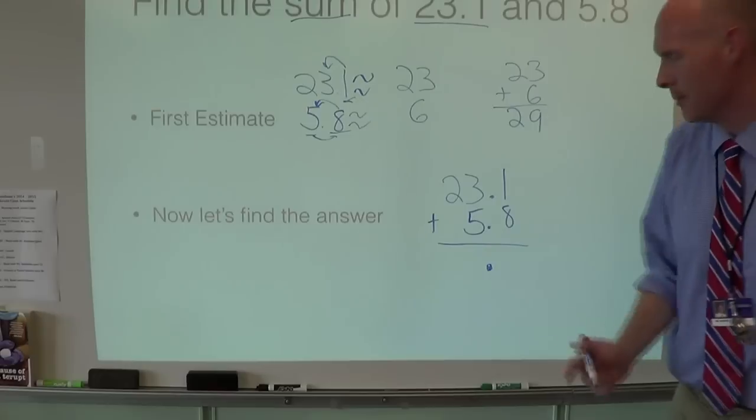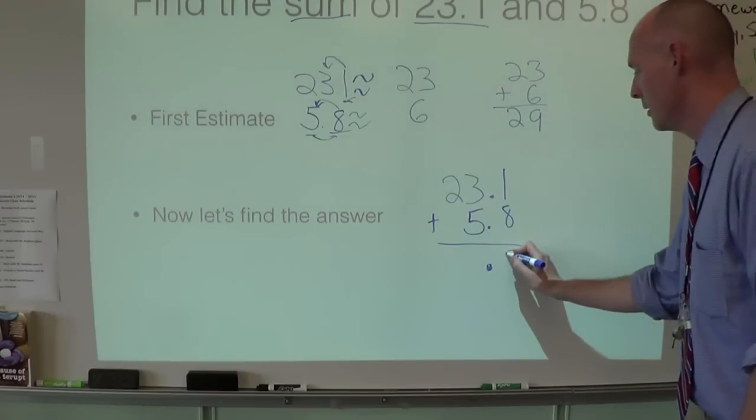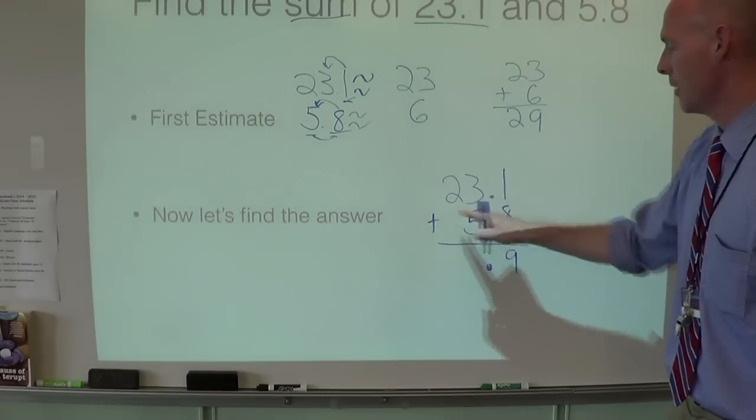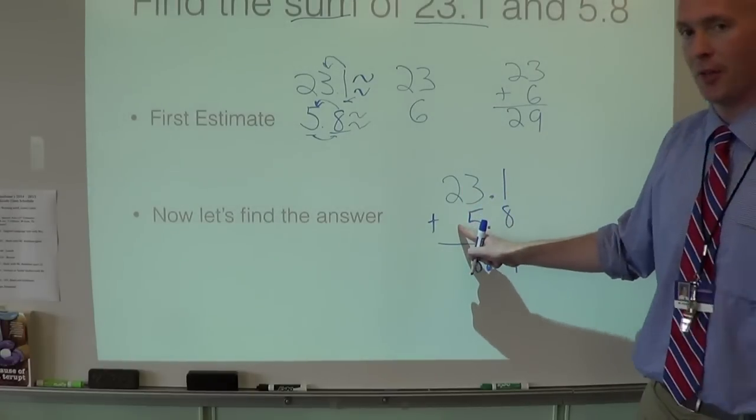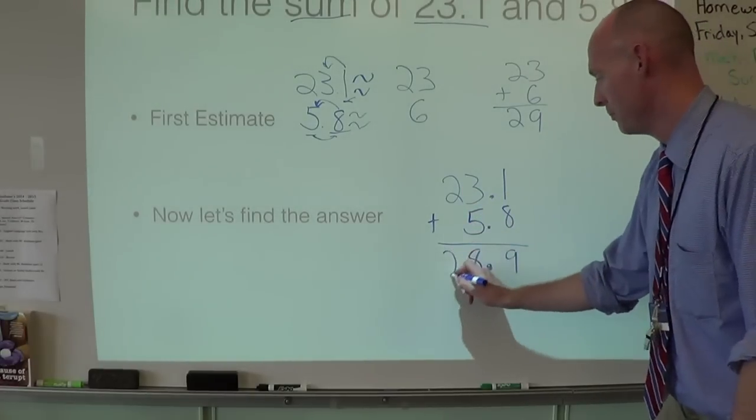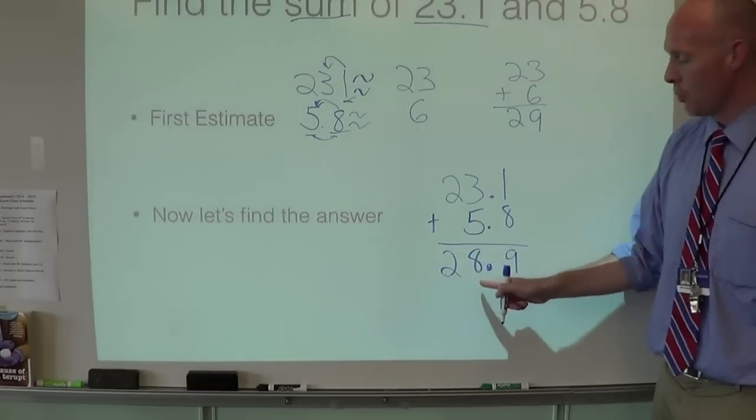Now you just add normally. 1 plus 8 is 9. 3 plus 5 is 8. 2, well, there's nothing. 2 plus 0 is 2. So I have an answer of 28.9.